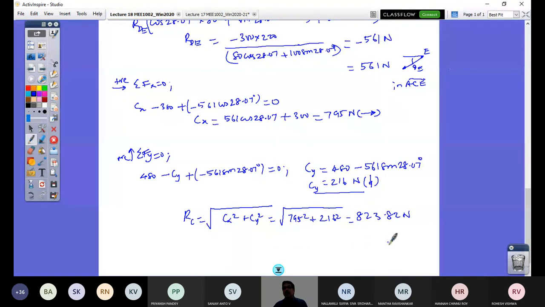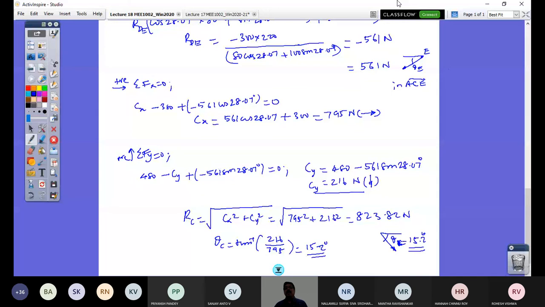So the direction would be this, theta C. Right, at point C, what is this reaction direction is given by this. So theta C will be tan inverse of CY, 216 by 795. That's going to be 216 divided by 795, shift, tan inverse, answer. I get 15.2 degrees. So this is 15.2 degrees.